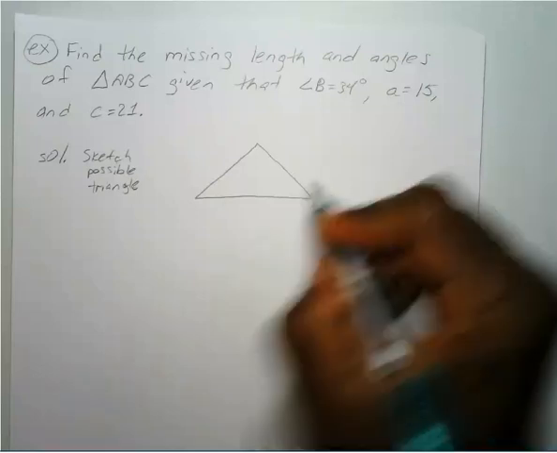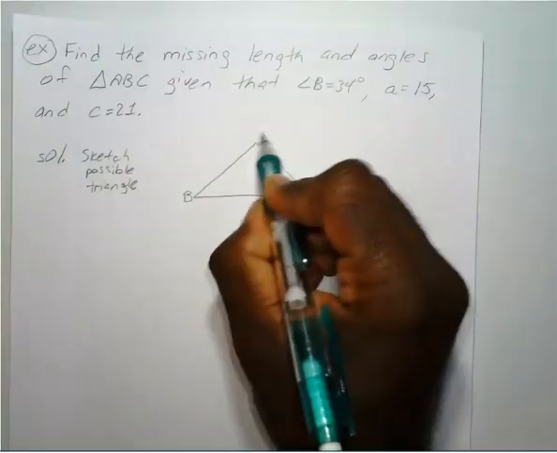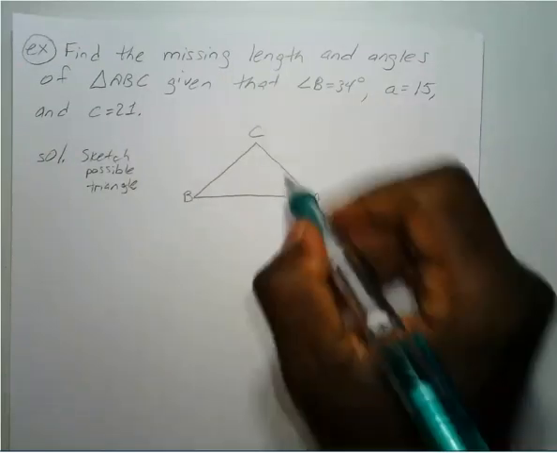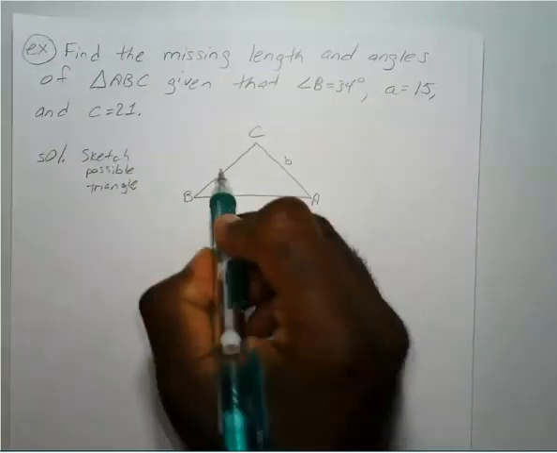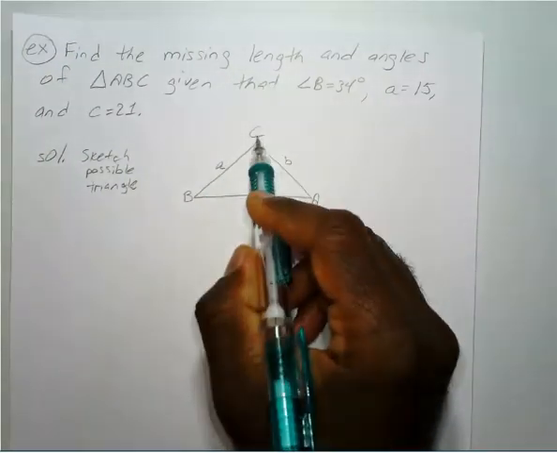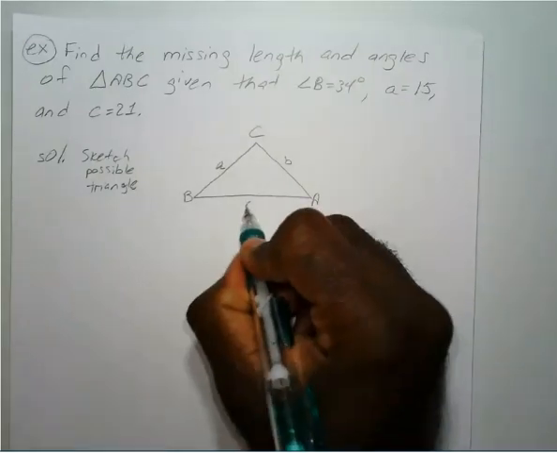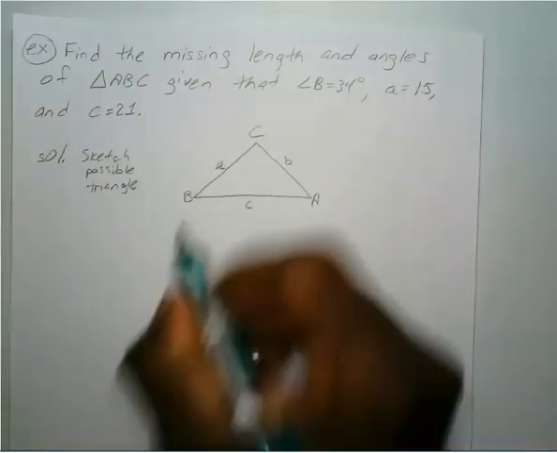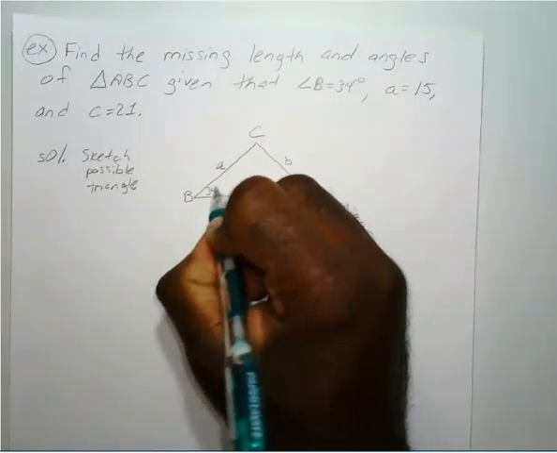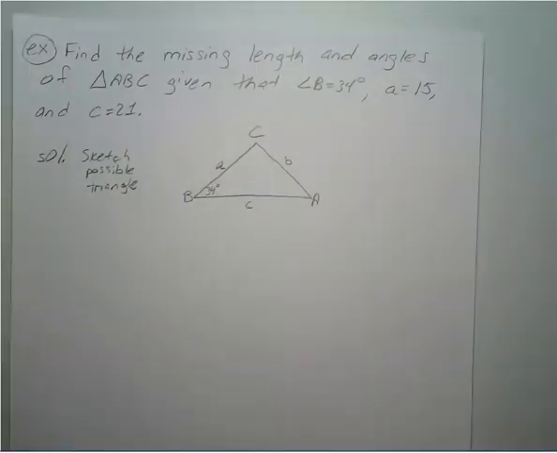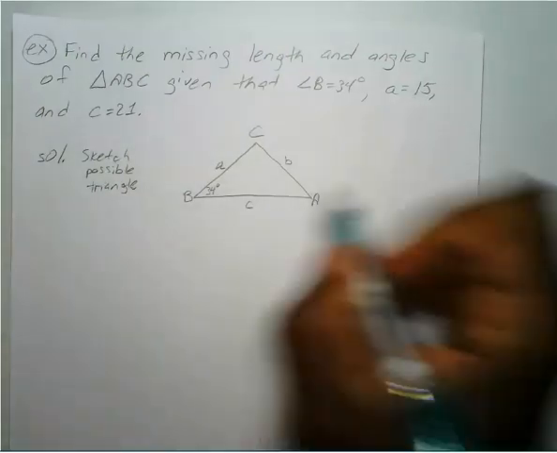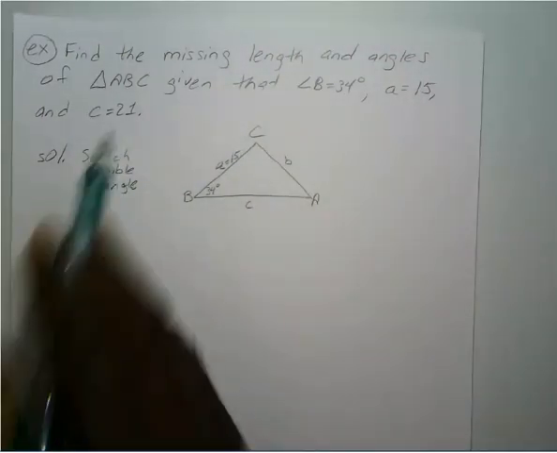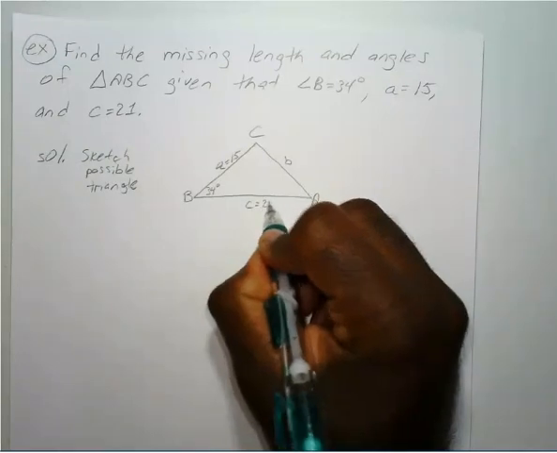Okay, so let's take this angle A, angle B, and angle C. That will make this side B, that will make this side A, and that will make this side C. We know that angle B is 34 degrees, so we can make that 34 degrees. Side A is 15, so we're going to make that 15. And side C is 21, so we're going to make that 21.